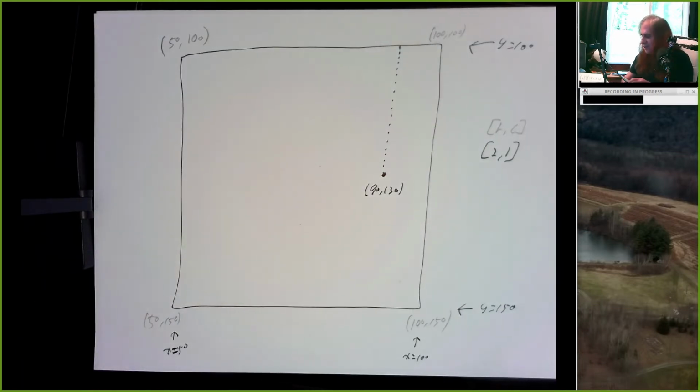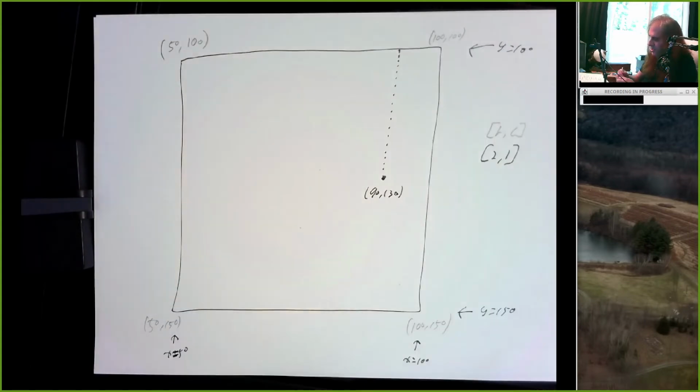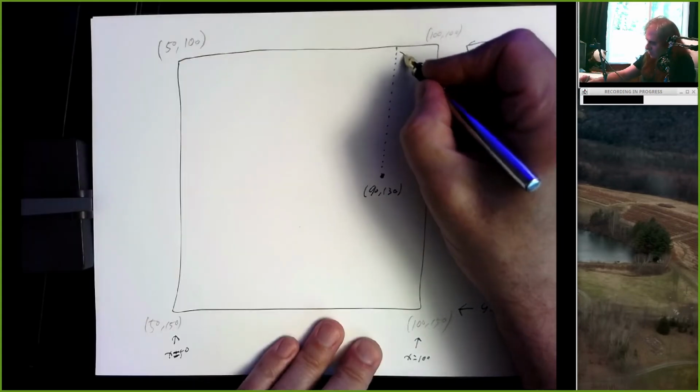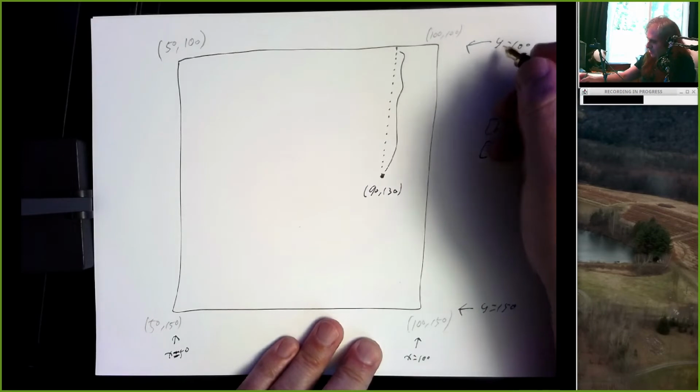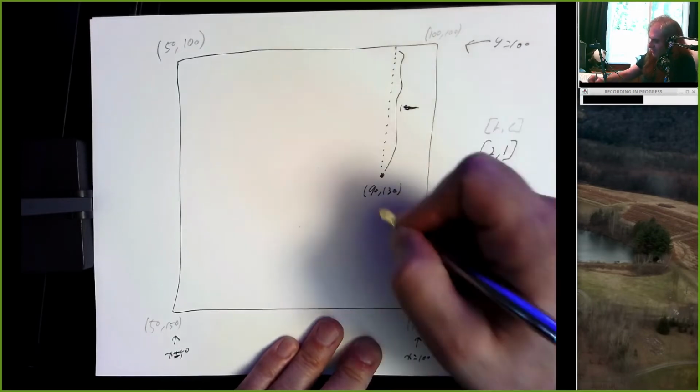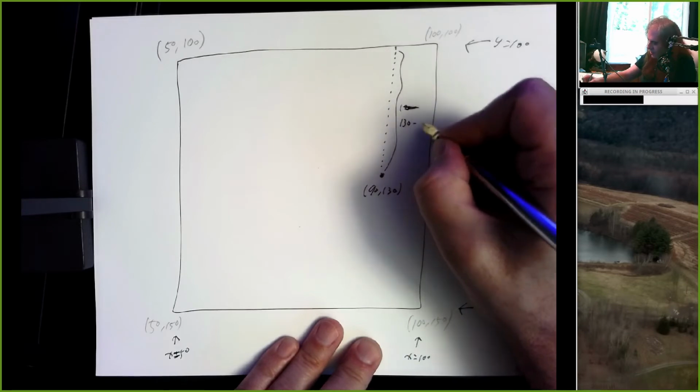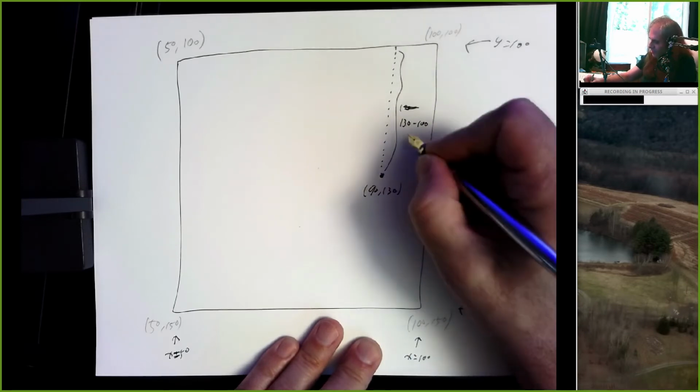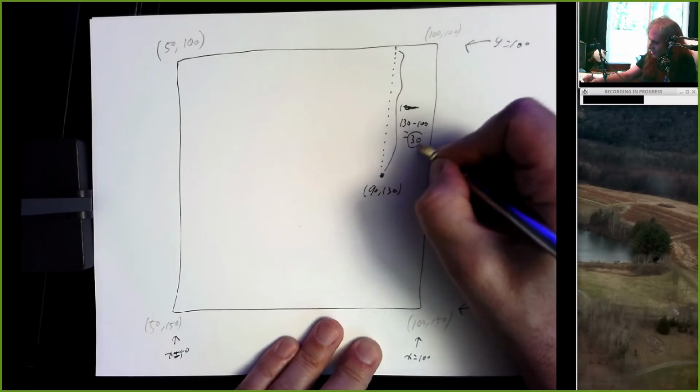Alright, so what's the straight line distance from this point to the top edge? It's going to be the Y value of the point minus the Y value at the top. So this is a distance of 30.